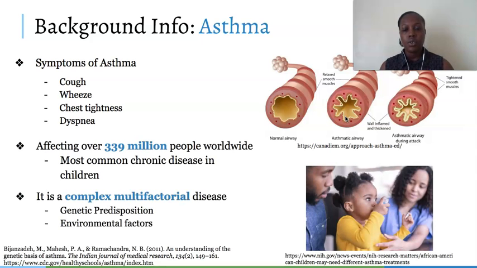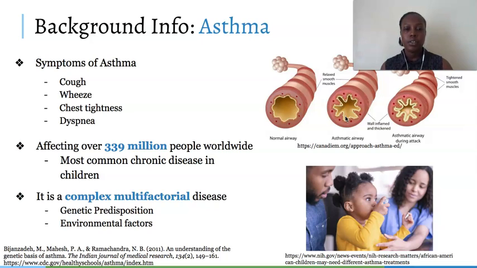The Centers for Disease Control and Prevention reported that over 339 million people worldwide currently suffer from asthma. It is also one of the most common chronic diseases affecting children. Apart from its high prevalence, we also selected asthma as our disease of study because of how complex it is. Asthma is considered to be a multifactorial disease, and what that means is that there are many factors influencing a person's susceptibility to developing asthma. That can include gene-to-gene interactions, as well as a person's environment.